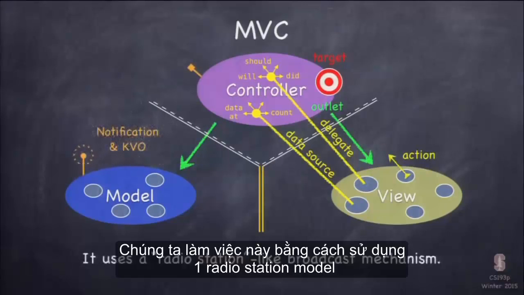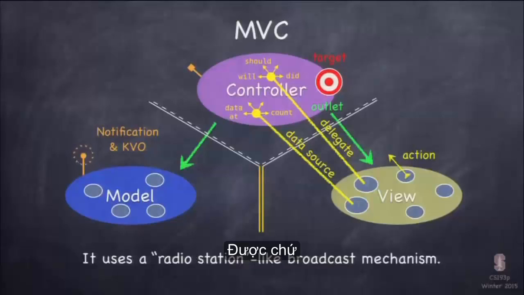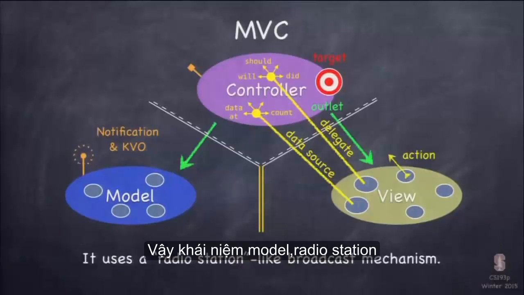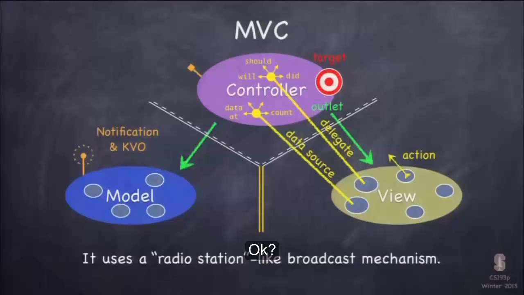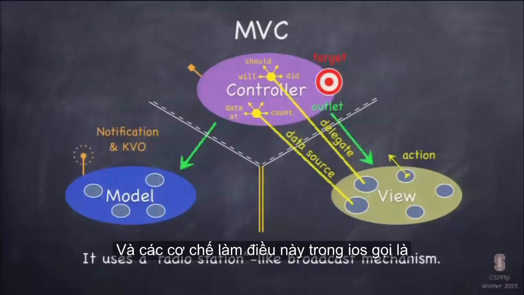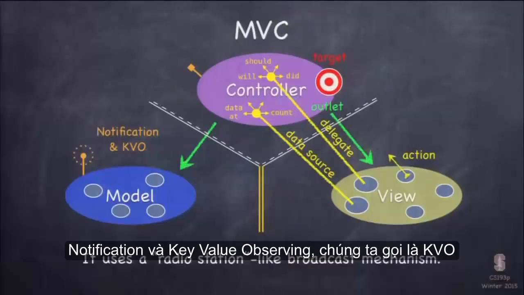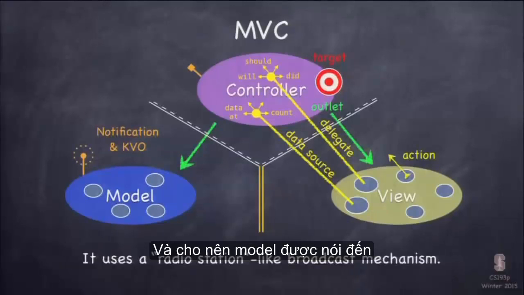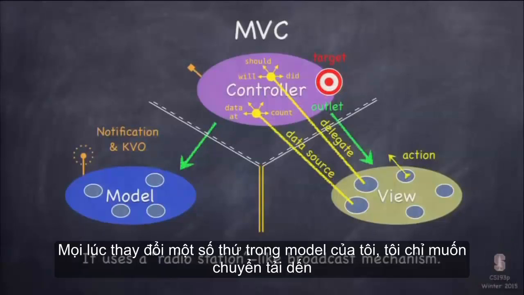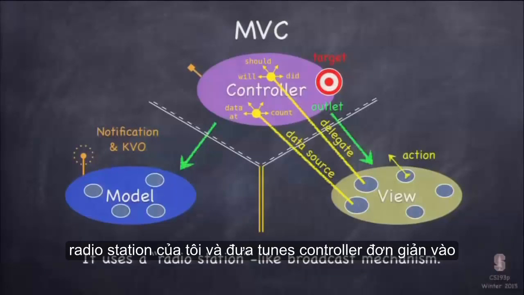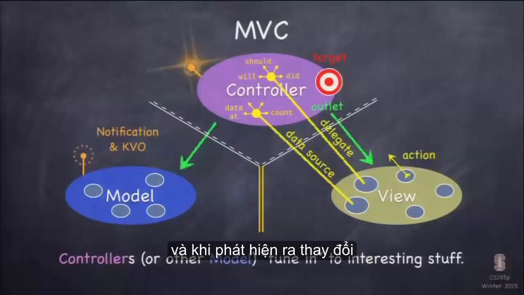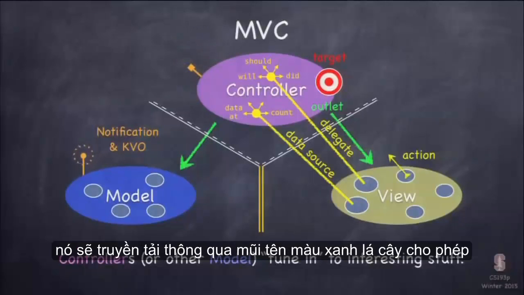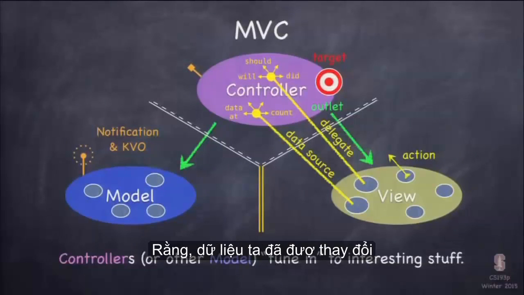We do that using kind of a radio station model. The model will use this concept to essentially broadcast information to anyone who's interested. The mechanisms for doing this in iOS are called notification and key value observing, KVO we call it. And so the model can just say, anytime something changes in my model, I'm just going to broadcast on my radio station. And then the controller simply tunes into that radio station, and it can find out things are changing. And when it finds out something changes, it's going to communicate via its green arrow to the model and say, okay, give me that data that changed. Right? Does that make sense?